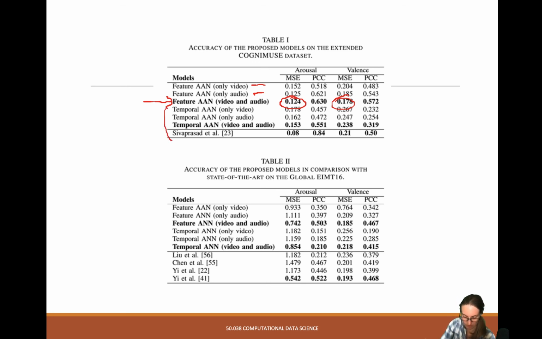You can ignore these for now. This is some state of the art that we compared with, that we outperformed in terms of valence. Table 2 shows a different data set, which basically confirms pretty much our results. If you're interested in the paper, check it out. It's on my website.